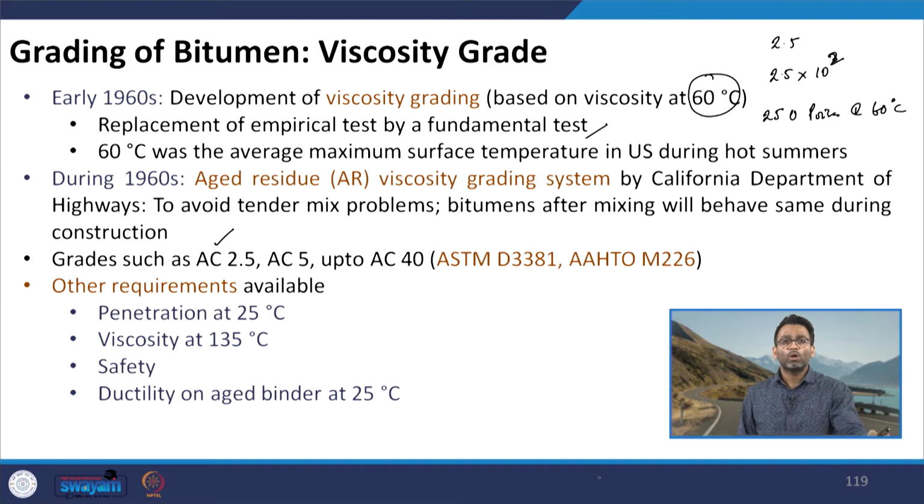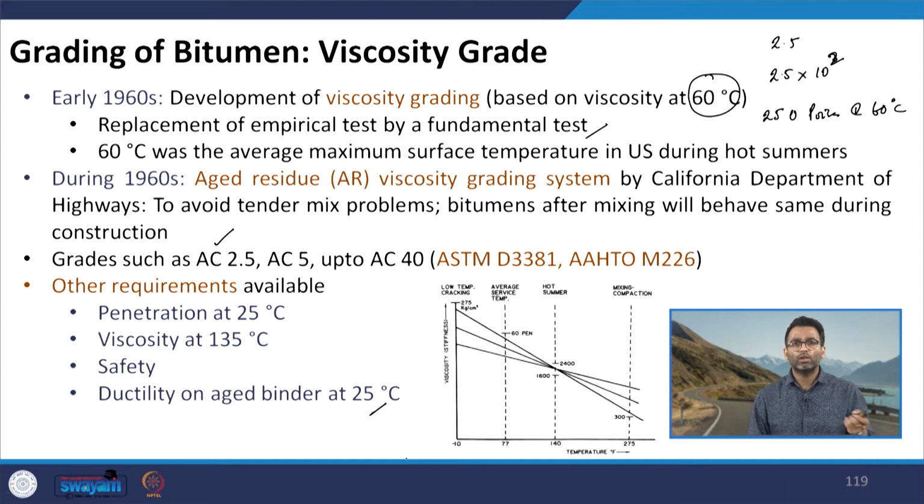bitumen samples. Additionally, there is a safety test, and we have also learned about the Cleveland open cup apparatus where the flash and fire point test is done. So, this test was also included, and they also had a provision of doing the ductility test on short term aged binder at 25 degrees Celsius. So, these were the requirements of the viscosity grading system. This figure shows how different temperature ranges are controlled here: the average service temperature, mixing and compaction temperature, and hot summer temperatures.